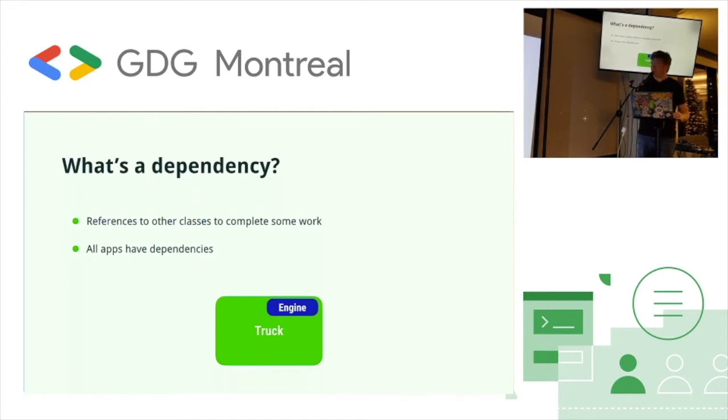All right, so what's a dependency? Basic, right? References to other classes to complete some work. And all apps have these dependencies. So let's imagine that we have a class called truck. It would depend on something called an engine, right? Fair enough. Engine is a dependency of truck. Cool. What's next?